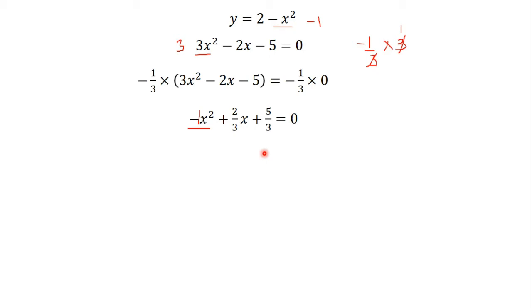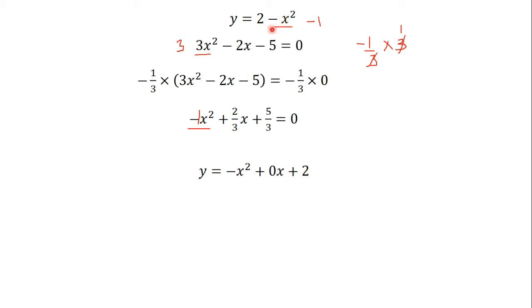So we can go ahead with our subtraction. I'll write the function first. Y is equal to 2 minus x squared. But I'll rearrange it and write it in the general form of a quadratic function. That is, I'll write the square term first, then I'll write the x term as the second term, then I'll write the constant as the last term.